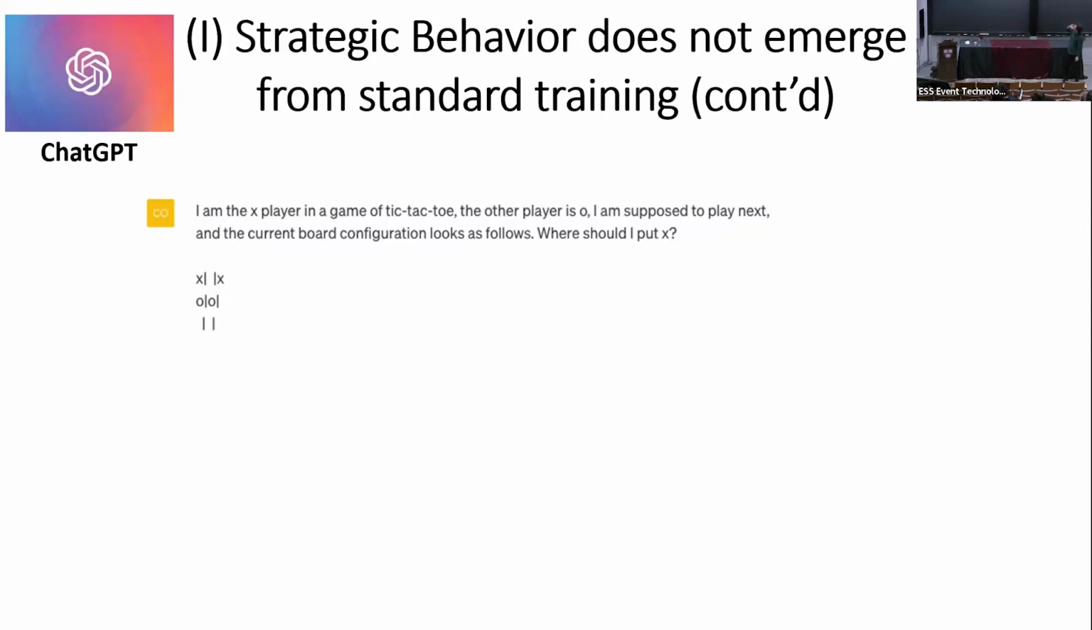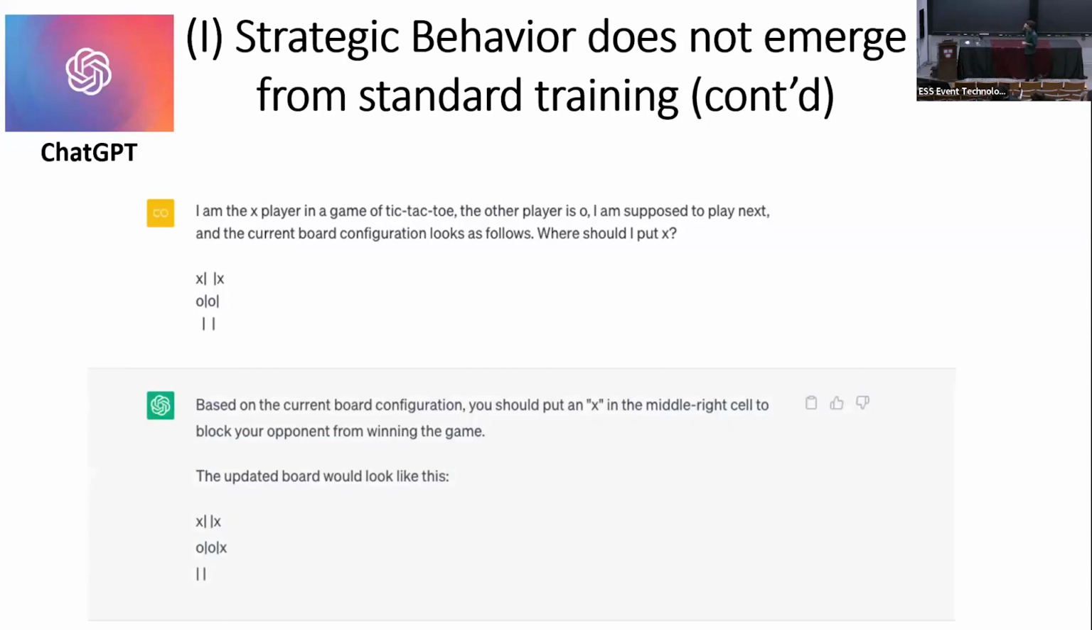If you tell them, "Hey, I'm the X player in this instance of tic-tac-toe, what should I do?" they'll understand what the rules of the game are, and will recommend you some action, right? But despite the simplicity of this game, they're not going to give you the right action. The answer to this question that I made to ChatGPT is to go and play here, right? Which is obviously not the right recommendation, right?